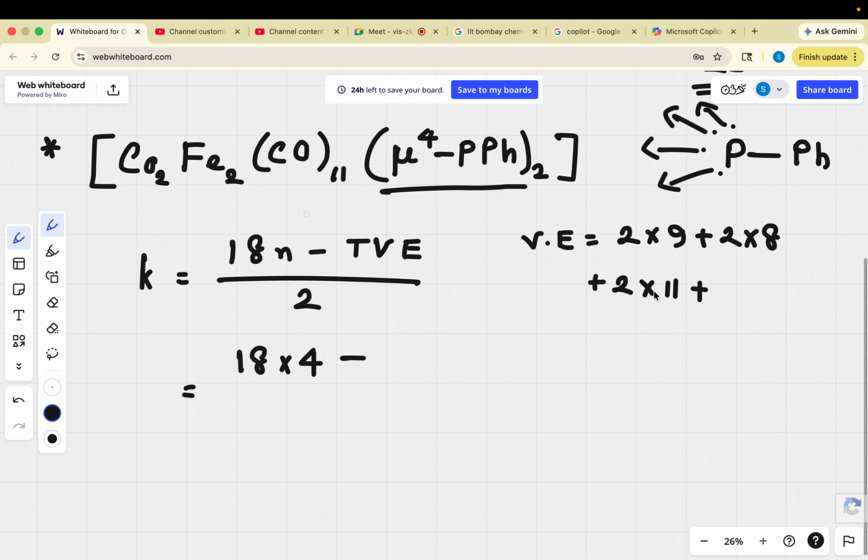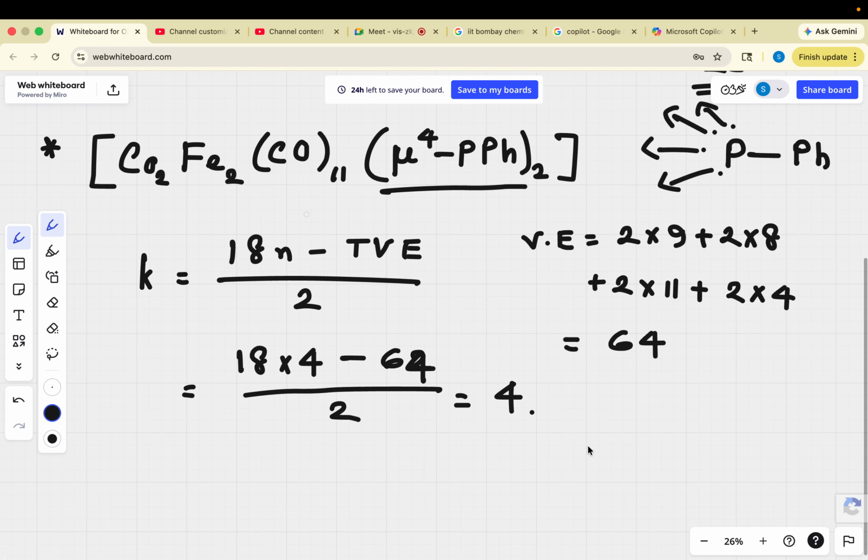So 2 into 11, and for mu4 PPh, 1 PPh unit is donating 4 electrons, so 2 PPh will donate 2 into 4. If you see the total valence electron, how much are you getting? 64, right? So 18 into 4 minus 64, divided by 2, so you will get what? 72 minus 64, so 8 by 2 is equal to what? 4.